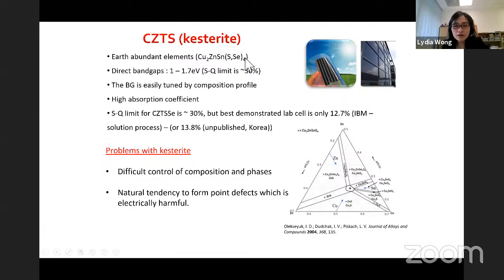Now the good thing about this material is the band gap can be tuned from 1 to 1.7 eV, depending on how you control the amount of sulfur and selenium, right? And the theoretical efficiency of this material is 30%. So this is very good. However, the best demonstrated lab-based solar cell is 12.7% only. You see, there's a big difference between 30% and 12.7% efficiency.